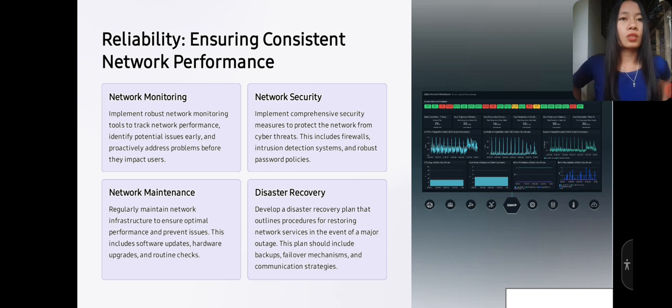And the next is network security. Implement comprehensive security measures to protect the network from cyber threats. These include firewalls, intrusion detection systems, and robust password policies.